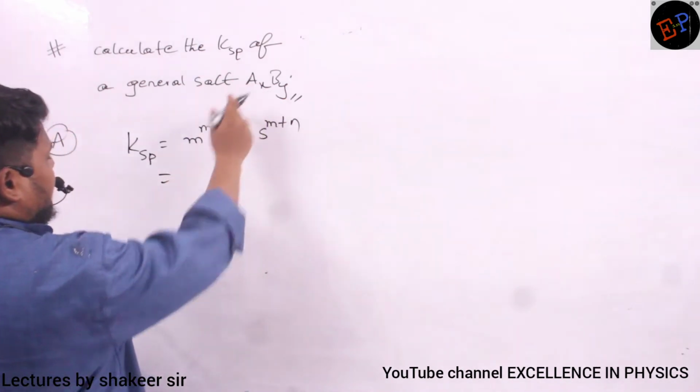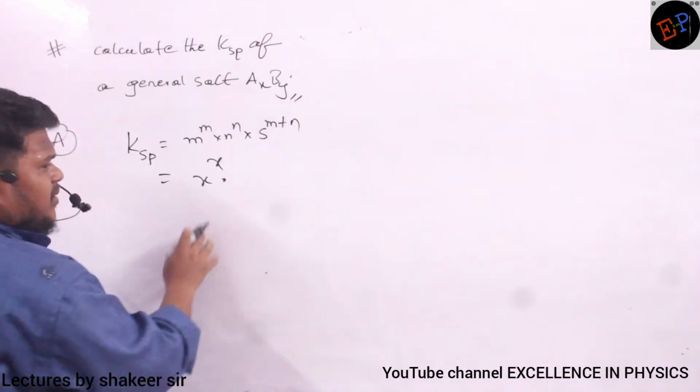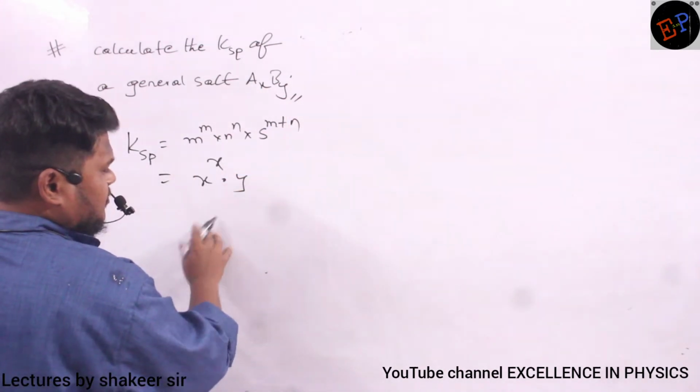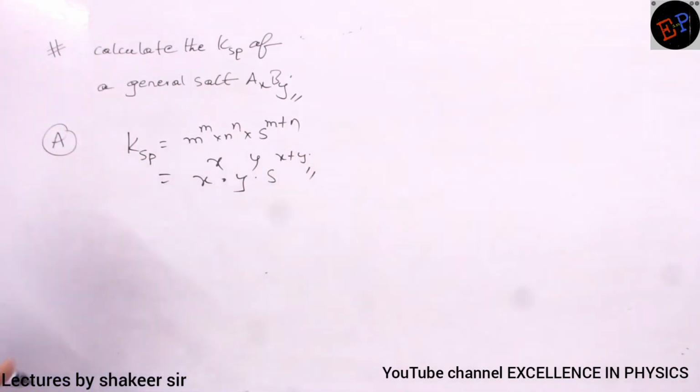So how many ions of A are present? x to the power of x only. How many ions of B? y to the power of y only, multiplied by s to the power of x plus y. That's all. For any salt you can use this formula. Are you able to understand?